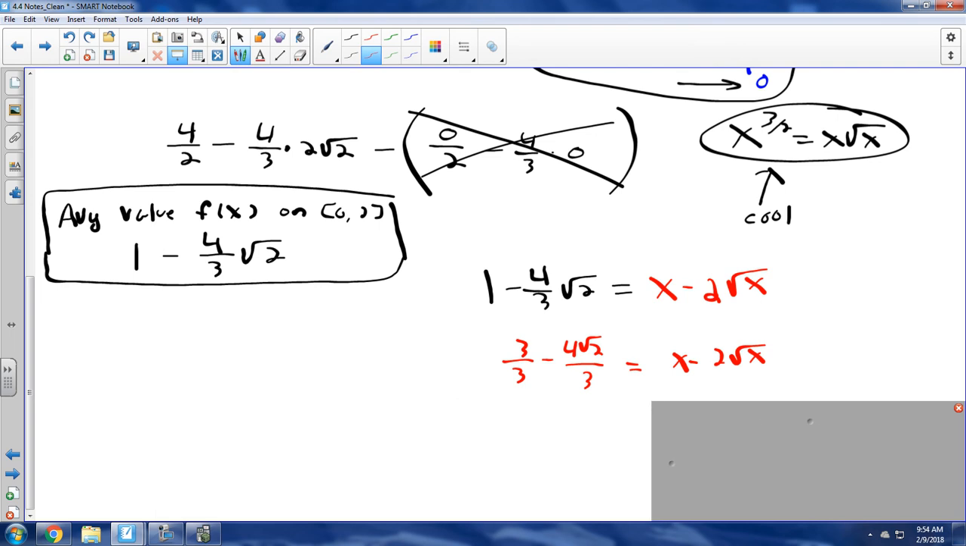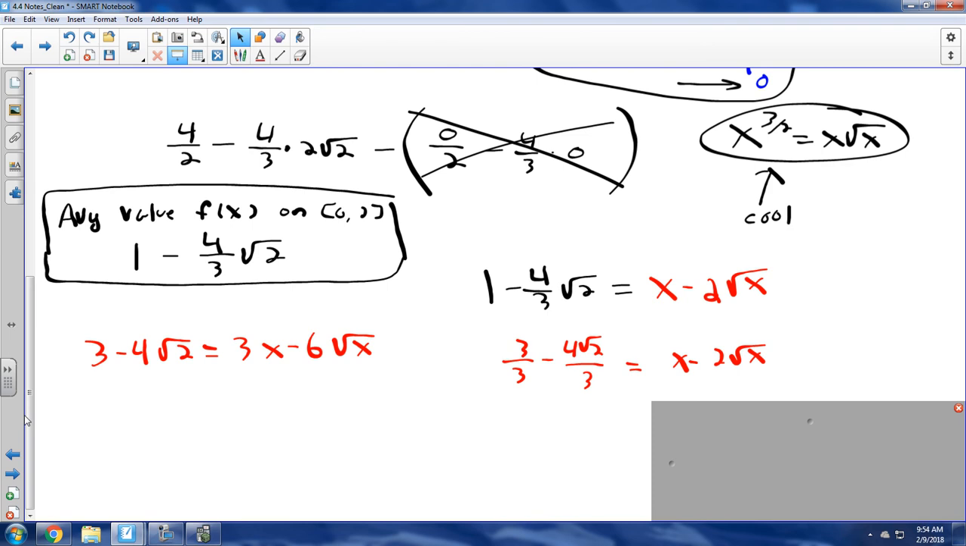Okay. So I have 3 minus 4 root 2 over 3, or I can just multiply that by 3 if that's okay. Might help a little bit. So multiply the other side by 3 equals 3x minus 6 root x. Okay. I'm not seeing a great way of solving this aside from using a calculator. So I'm going to go ahead and say it's okay to use a calculator.